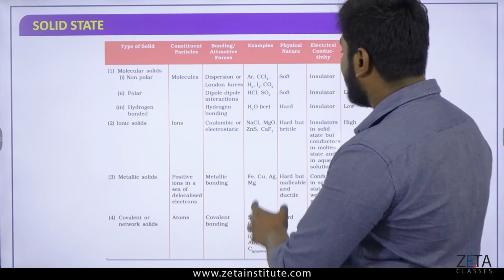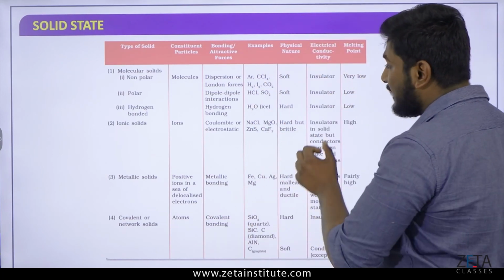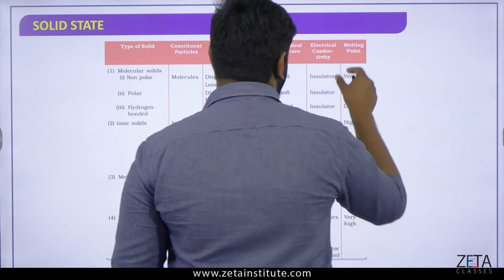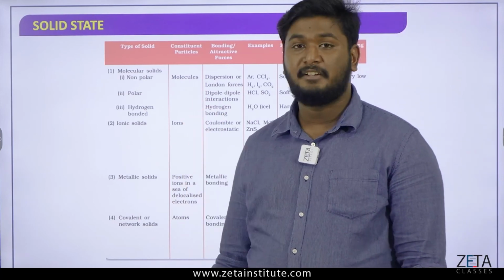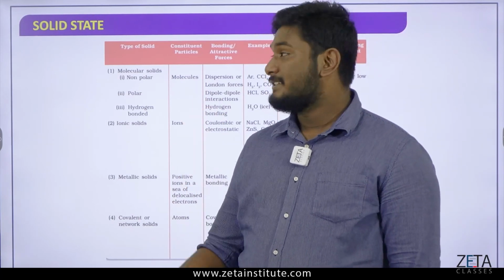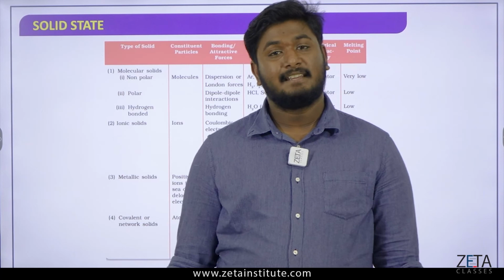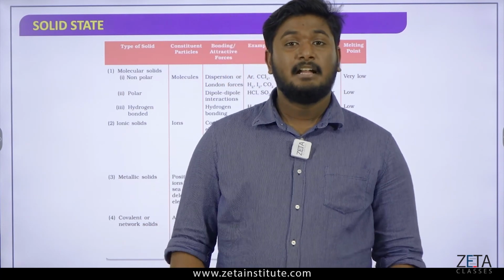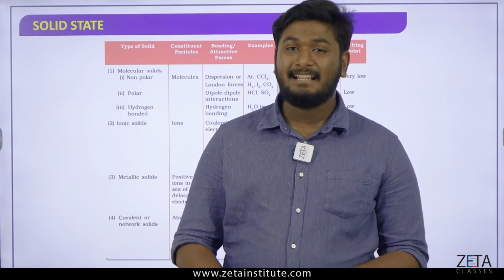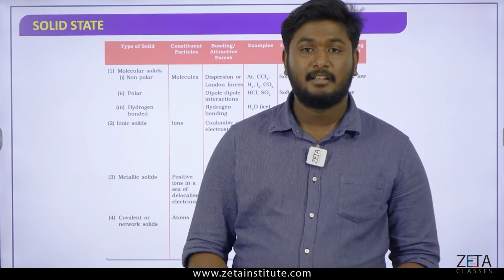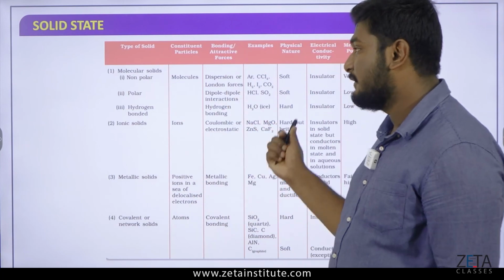And here is the physical nature and the electrical conductivity, and we can check their melting point also here. So this table is very, very important. This table is from the NCERT textbook, okay? So that's all about the classification of crystalline solids. Now we discussed the molecular solid, ionic solid, metallic solid, and finally covalent solid. This is a summary of this classification. Clear?